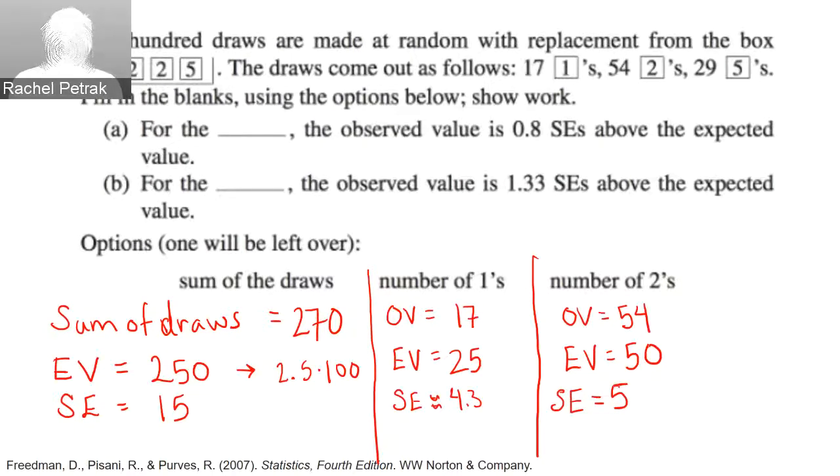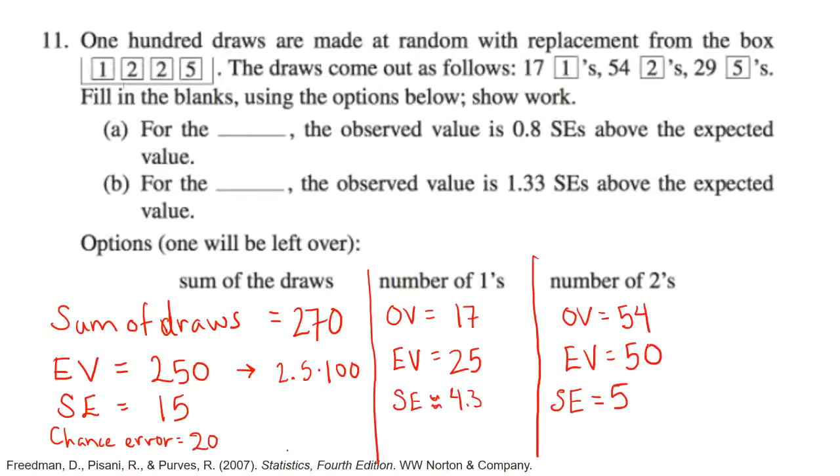Now, for each of these observed values, we can figure out exactly what the chance error is, because we know the observed value, the expected value, and the standard error. So if we look at the sum of the draws, the chance error is 20. Our observed minus expected is 20. And we can figure out the corresponding standard score for our observed value. In this case, the standard score would be 1.33 standard errors.